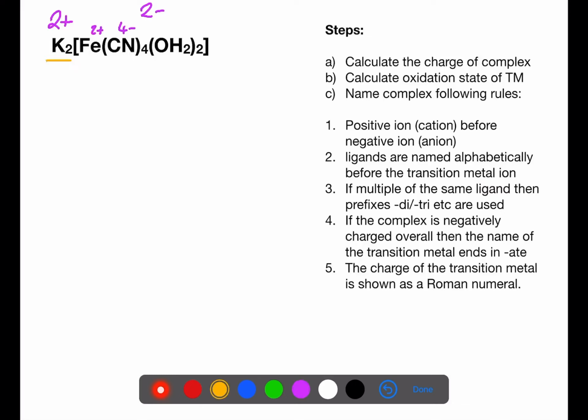The name of the positive ion comes first, which is potassium. We then leave a space and we need to name the ligands first. They need to be named in alphabetical order. So the aqua will come before the cyanido. We have 2 aqua ligands, so we'll have diaqua. We have 4 cyanido ligands, so tetracyanido. And then we have the iron.